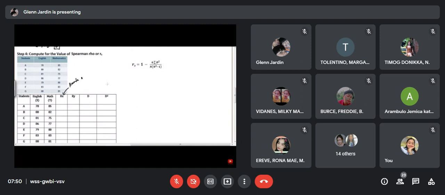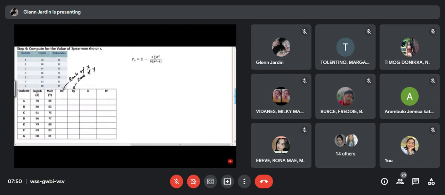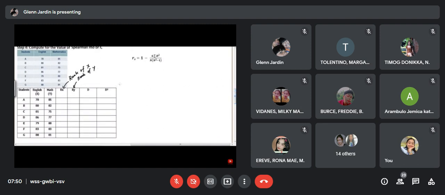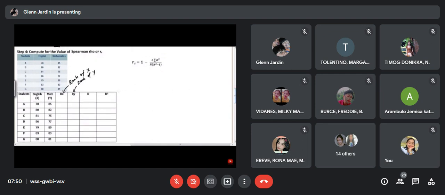Ibig sabihin, guys, i-rank nyo yung scores nila. So, rank of X, ito naman ay rank or ranking of Y. Okay? So, ang gagawin nyo, guys, hahanapin nyo yung pinakamataas and that would be your rank 1. In this case, rank of X, titingin ako dito sa X na to, and then hahanapin ko yung pinakamataas dyan and that would be my rank 1.